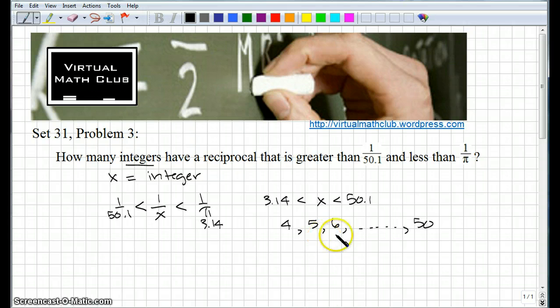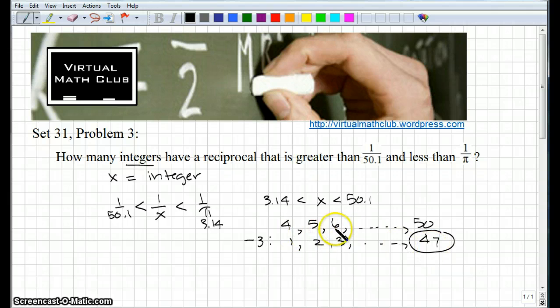So essentially what we have is this list of counting numbers, but they don't start with 1. So in order to count this a little easier, what I'm going to do is just subtract 3 from everything. And then I get a list of counting numbers starting with 1. So I get 1, 2, 3, all the way up to 47. And that tells us that the number of numbers in this list from 4 to 50, if they're all just counting numbers, is 47, okay?